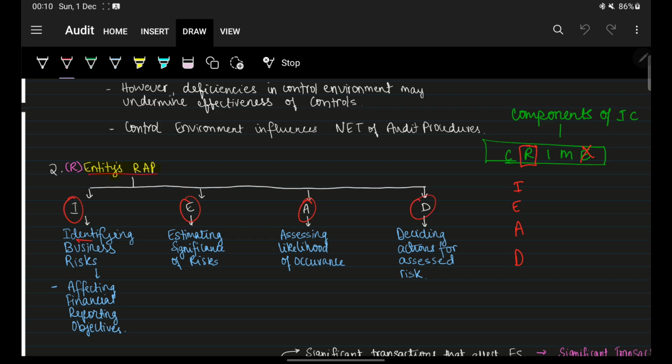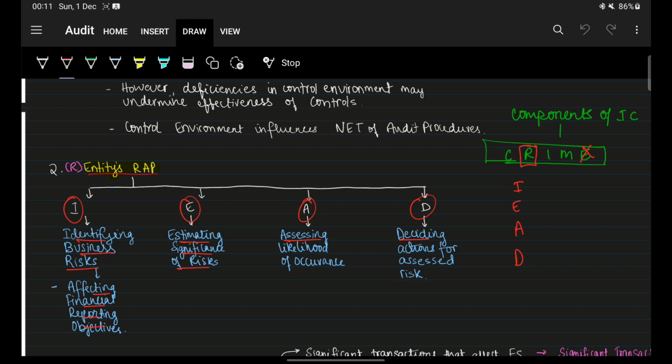IEAD. It has to identify, estimate, assess, and decide. Very simple, right? Identify what? Business risk. It has to identify business risk that affects the financial reporting objectives. Next, it has to estimate the significance of those risks. First it has to identify the risk, then it has to estimate the significance of that risk.